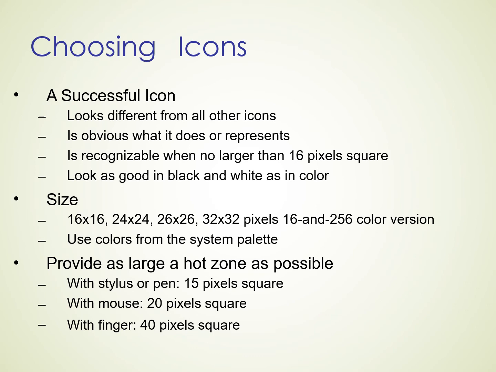So how do you choose your icon? A successful icon usually, obviously, looks different from others. Then it should be familiar, as in people should know what it does or what it is representing, and it is recognizable when it is no larger than 16 pixels. Obviously you cannot have huge icons, so you have small ones which are around 16 pixels square. So it should be understandable by everybody, and it should look as good in black and white as it does in color. Okay, so your icon should be looking good also. Then of course you have your size, and you have a hot zone also, so that you can use it or access it with a stylus, pen, or even with your finger. So your icon should be adaptable to be used with all.